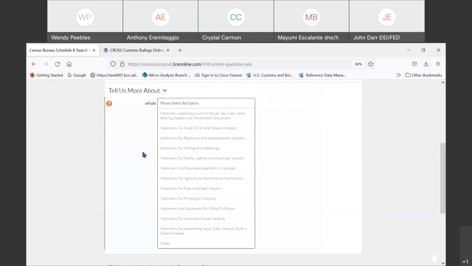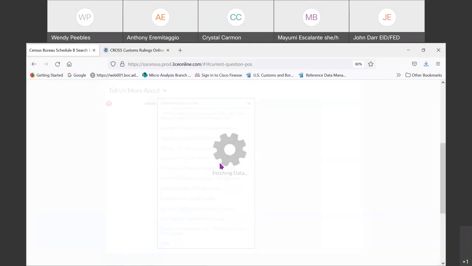Okay, so it needs to know a little bit more about the machinery. Reading through this list, do any of these look like what it's used for? And again, if you're looking through the list and you don't see anything specifically, we can always choose other, which means it is machinery, but it's none of these things that are listed. What would the difference between machinery not elsewhere specified or included and other be? I would actually have to click on them to see where they fall in the schedule review book. Without seeing the descriptions, I can't give you an answer to that question. So I would say it would be one of those two.